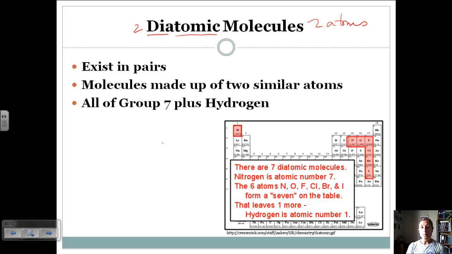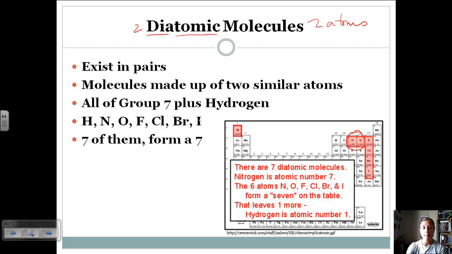They're all group 7 plus hydrogen. That kind of works, but then we're forgetting about nitrogen and oxygen. So I'm not really a fan of that memorization technique, but if it helps you, go for it. The 7 diatomics are hydrogen, nitrogen, oxygen, fluorine, chlorine, bromine, and iodine.